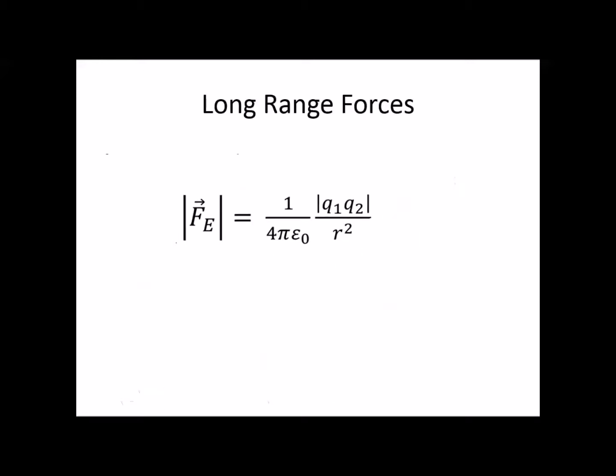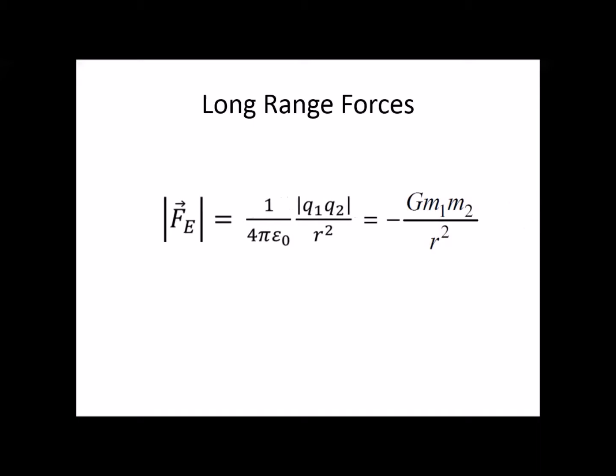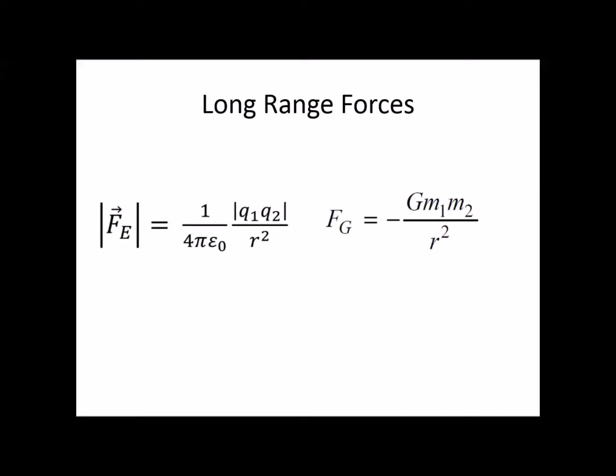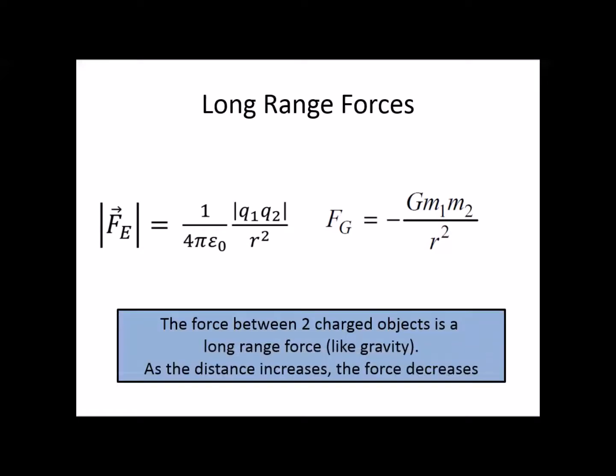So this equation looks a little bit similar to another equation that you saw last year, and that is the force of gravity. Force of gravity also has mass 1 times mass 2, while this has charge 1 times charge 2, and it has over r squared. And if you remember, with gravity, as you move away from the object, your force decreases geometrically. The force between two charged objects is a long-range force, like gravity. As the distance increases, the force decreases, but not just by a factor of 1 over r, by a factor of 1 over r squared.